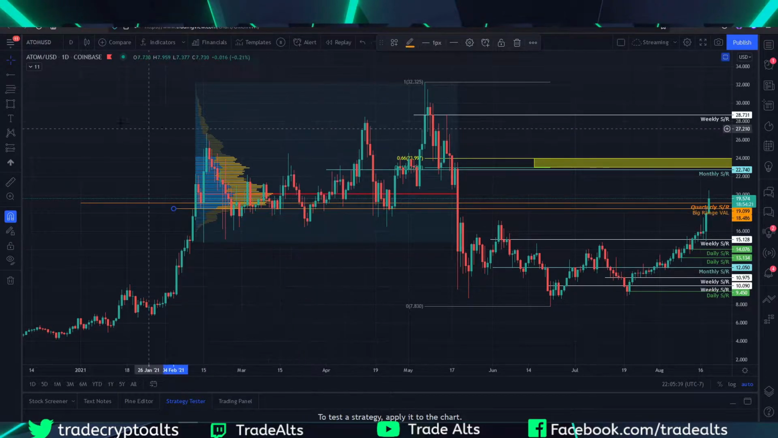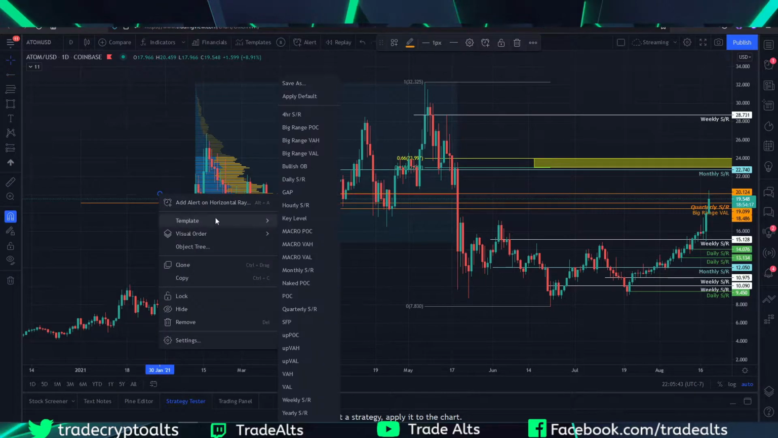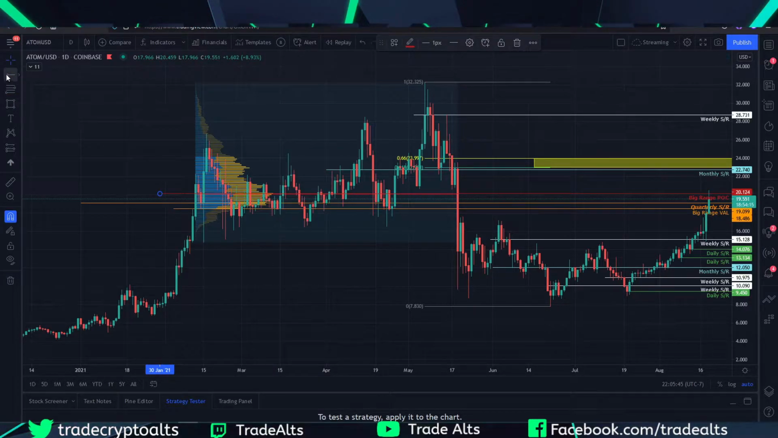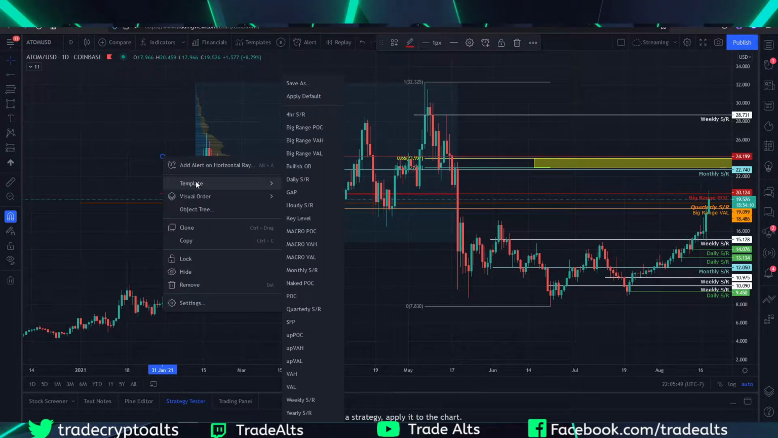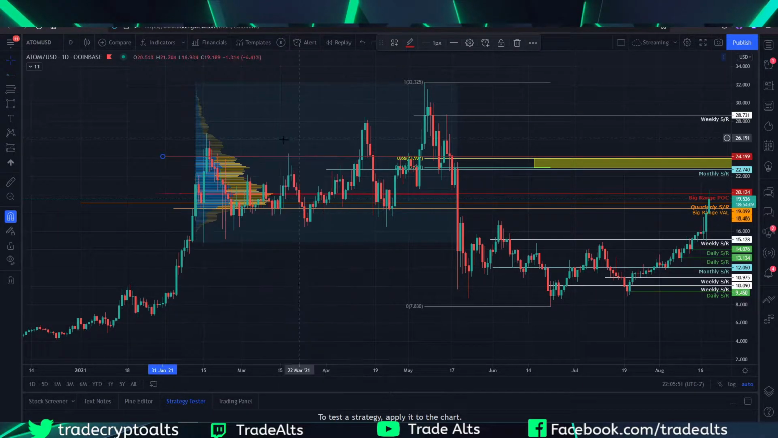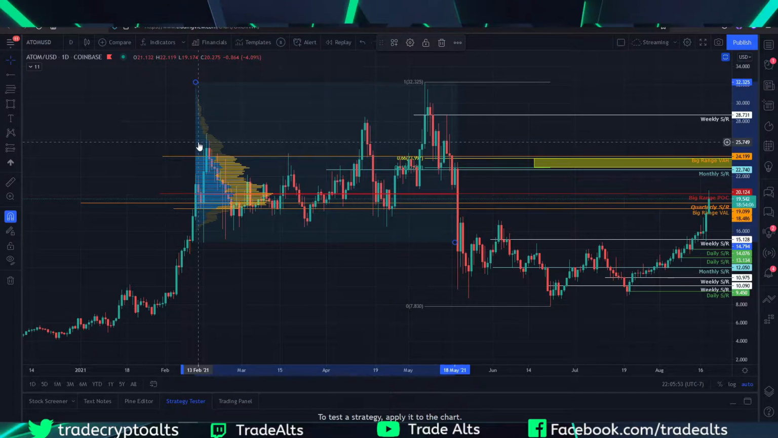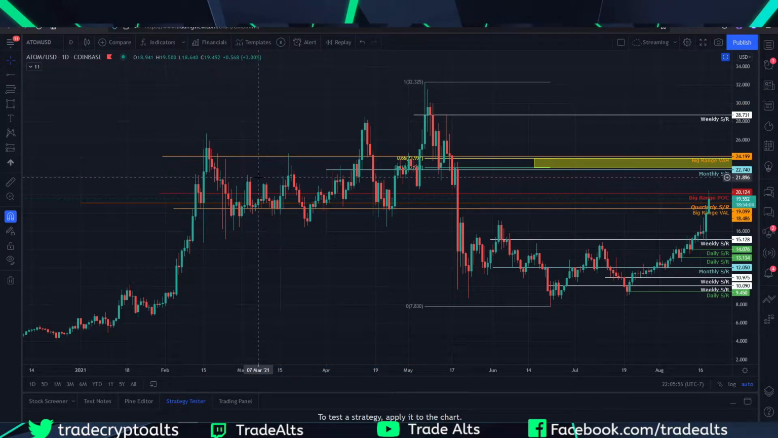And I'm just going to name this big range value area low, point of control, and your value area high. And delete. So do these levels again. You can see why you kind of want to clean your charts up, because you start to add all these levels and it gets really, really messy.